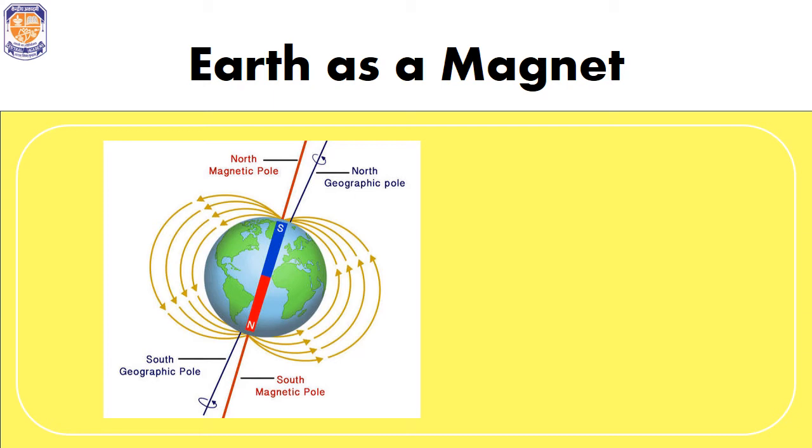So this is the reason why a freely suspended magnet always aligns itself in the north-south direction. When a magnet is suspended freely, its north pole is attracted by the magnetic south pole of the Earth, and the magnet's south pole is attracted by the magnetic north pole of the Earth. Hence, it aligns itself in the geographic north-south direction, telling us the correct direction.